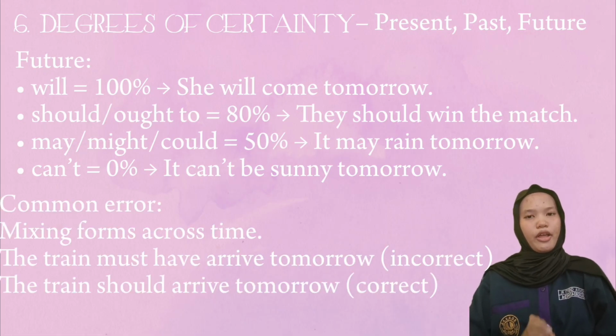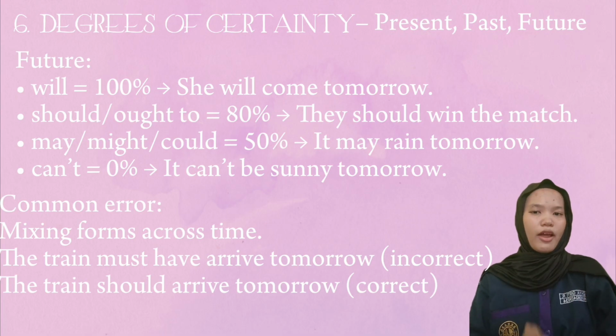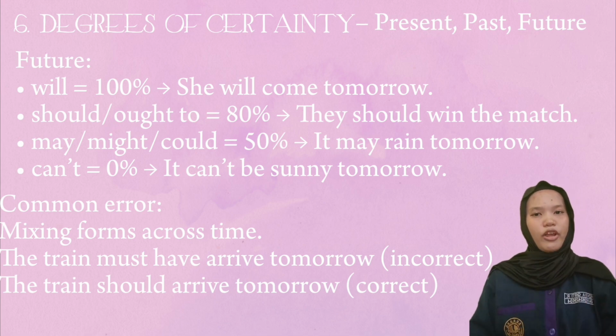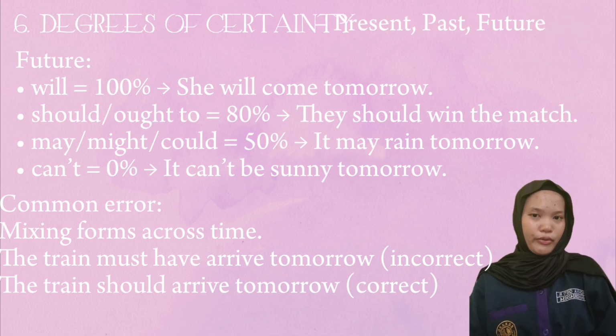The common error is mixing forms across time. For example, the train must have arrived tomorrow. This is incorrect. The correct one is, the train should arrive tomorrow.